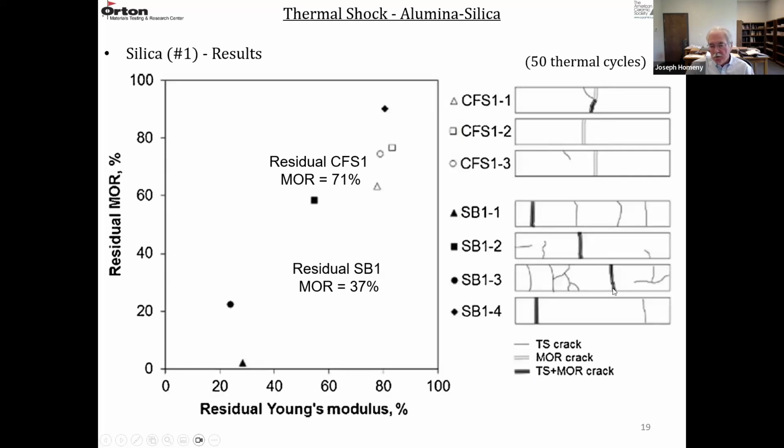And then the failure here was along an existing thermal shock crack. These two are near the center. These are severe cracks way off center, where the bending moment is very low. So these were severe cracks. There's a general relationship with residual MOR: the higher the residual MOR, the higher the residual Young's modulus. And in this case, the crystalline bricks are much more severely damaged than the fused silica bricks that were crystallized.